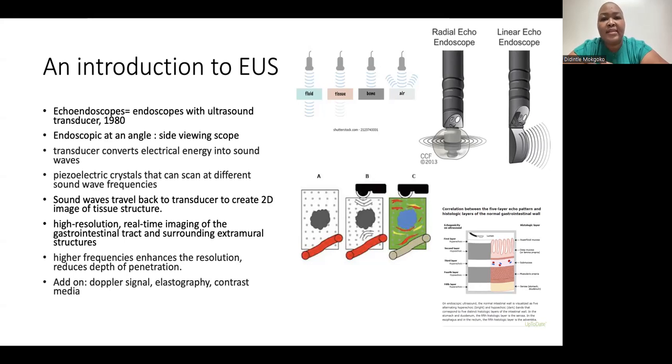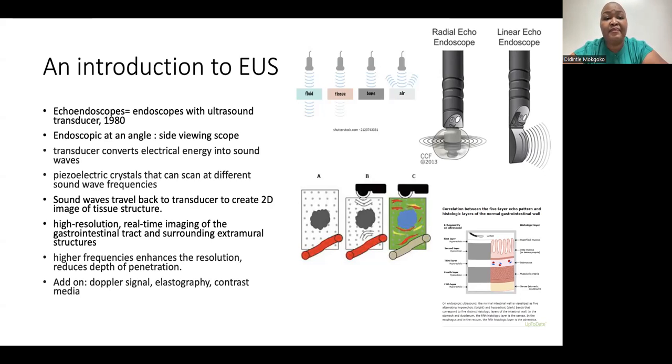So what EUS essentially is, is a combination where radiologists and gastroenterologists come together in a scope. It's an endoscope with an ultrasound transducer. It's technology that's been available to us since the 1980s, when somebody figured out that if we do ultrasound from the inside out, we're likely to get better quality pictures.